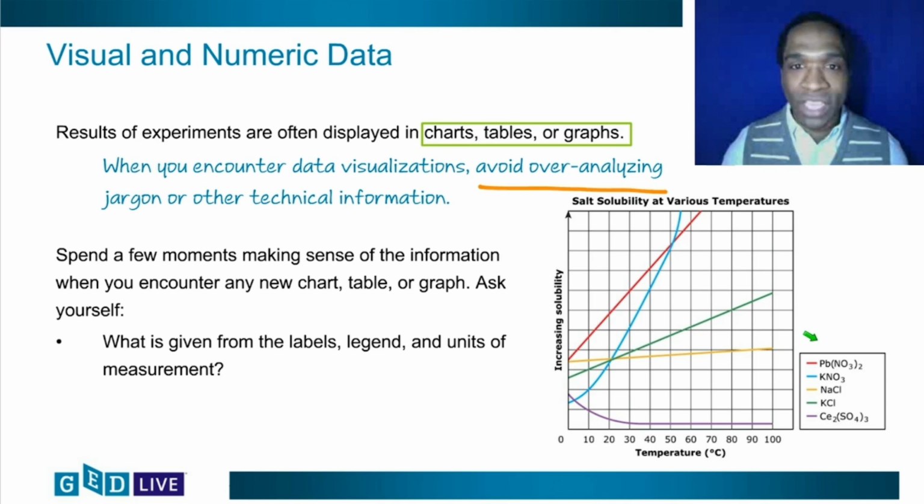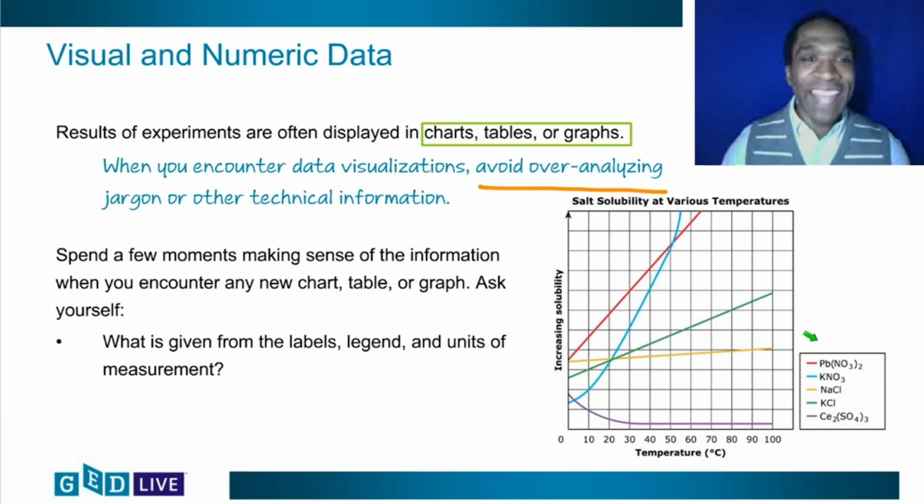Also, the legend is right there. So we have different lines in different colors, and that represents different kinds of salts. So we can find the correct salt, its increasing solubility, along with the temperature based on that.